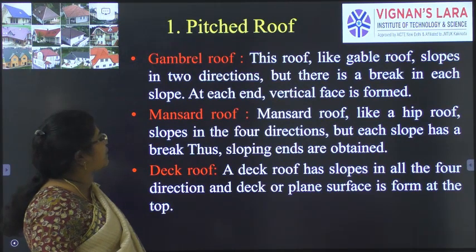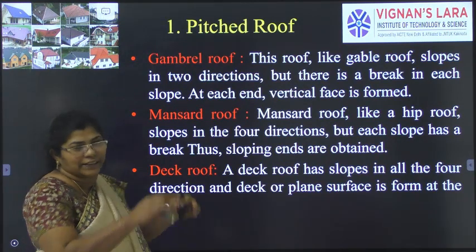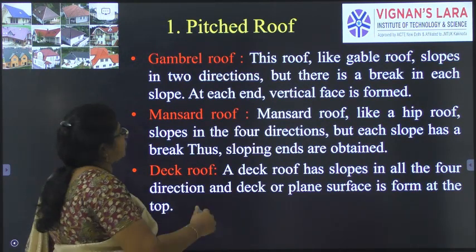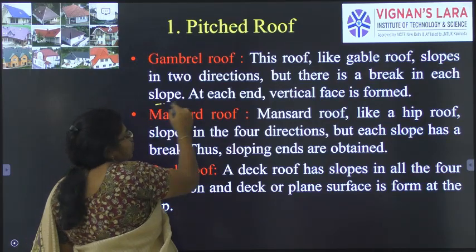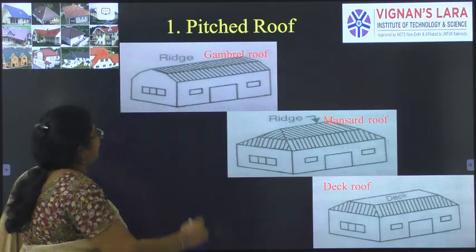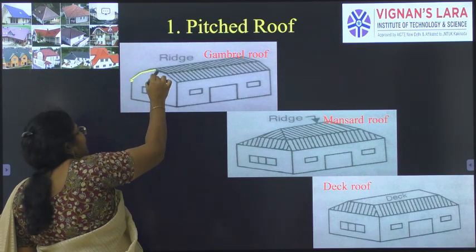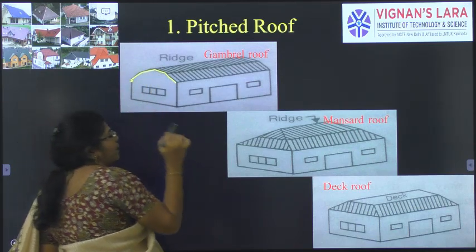The next one is the gambrel roof. The roof, like the gable roof, slopes in two directions, but there is a break in the slope. You can see here, if there is a break like this, it is called a gambrel roof.